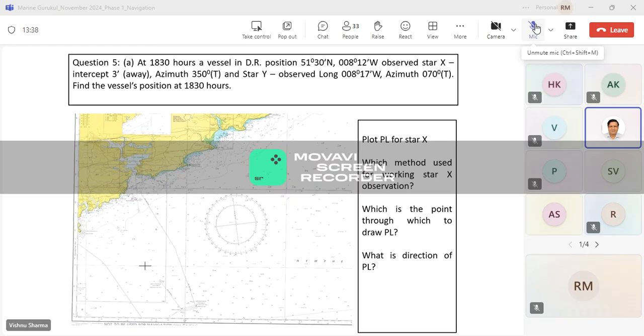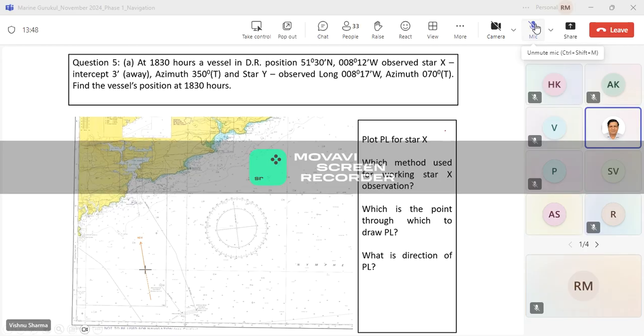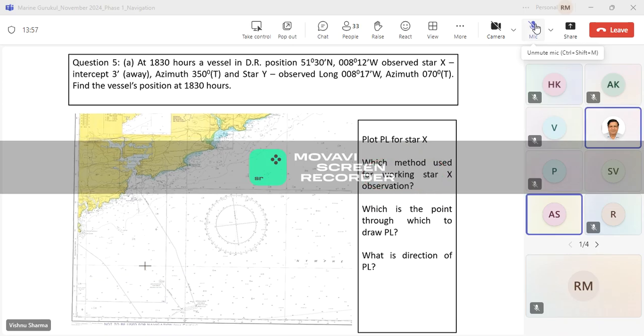Now you see, you can see the remarks here on the side for you to ask yourself. To plot the PL for star X, which method has been used? You'll ask yourself. Answer would be intercept. Then, what is the direction of PL? Perpendicular to azimuth. Through which point? ITP. These are the questions you're asking yourself.